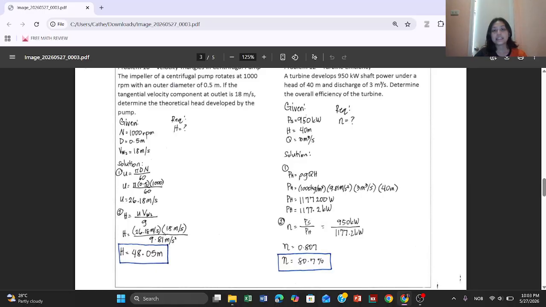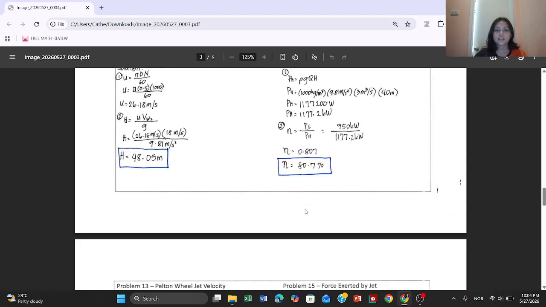The formula will be density times gravity times the discharge times the head. We can get a hydraulic power of 1,177,200 watts, or in kilowatts, 1,177.2 kilowatts. So for the overall efficiency, the formula will be the shaft power over the hydraulic power, which equals 950 kilowatts over 1177.2 kilowatts, and we can get 0.8070, or in percentage, an overall efficiency of 80.7%.